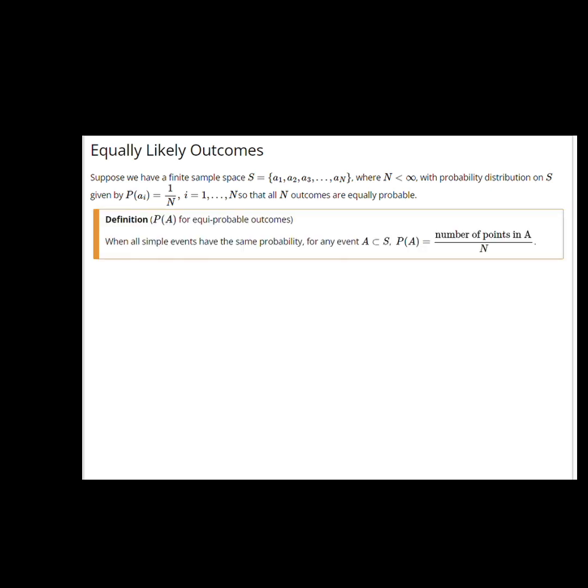In such a case, we can define the probability of a simple event. If A is a subset of S, we'll define the probability of A to be the number of points in A divided by capital N, the number of points in the sample space. This means that for large sample spaces, we'll want to be able to count the number of simple events in a set A without having to list them all.